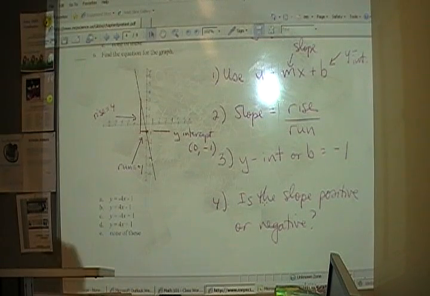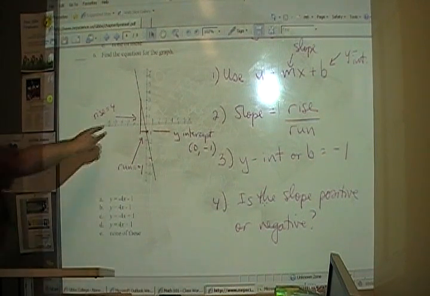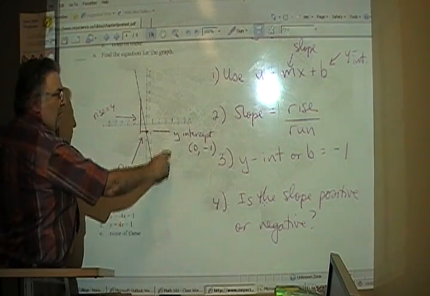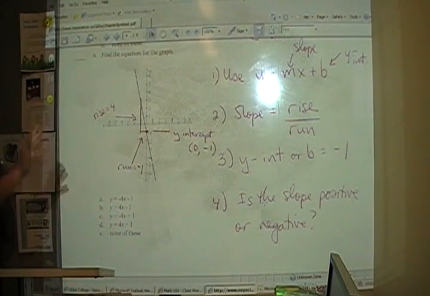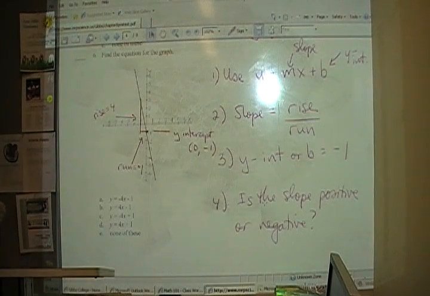Okay, we're on number 6 now, and you can see the problem is right up on the screen. On number 6 it says find the equation for the graph. So again, I'm going to use that form y equals mx plus b. The first thing I want to look for is where does it cross the y-axis? Well, it crosses the y-axis at -1. We can see here that the line crosses at -1. So I remember that now, and I'm going to put that in for b, that b will be -1.